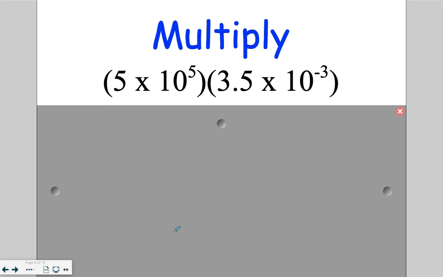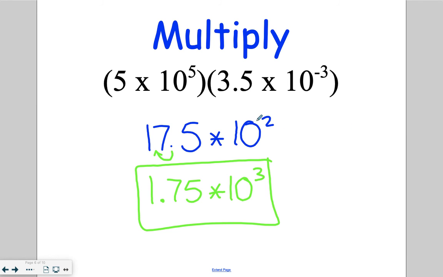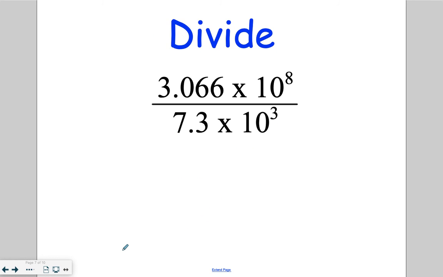Go ahead and try this one on your own. So you multiply 5 times 3.5, that gives you the 17.5. 5 plus negative 3 gives you a positive 2. You need to move the decimal 1 place left to get it to 1.75, so it's between 1 and 10, which means your exponent increases from 2 to 3.